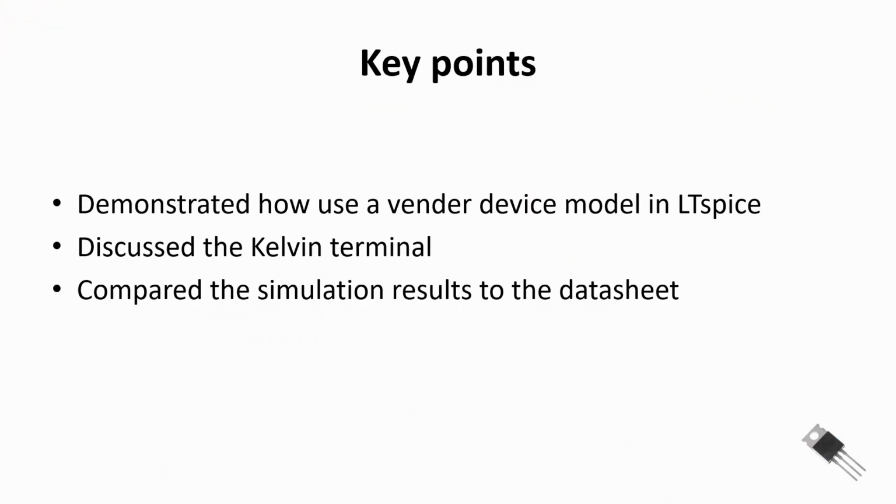That wraps up how to model a vendor device model in LTspice. We utilize the Wolfspeed Cree Silicon Carbide MOSFET and a Silicon Carbide Schottky diode for a DC chopper. And one of the things we looked at was the utilization of that Kelvin terminal, which you're going to see more and more on these high-power devices. We compared our simulation results to the datasheet, or a few parameters on the datasheet, and it modeled very well. I really like the tools that Wolfspeed provides to designers. Utilize those tools and have fun in your circuit simulation.